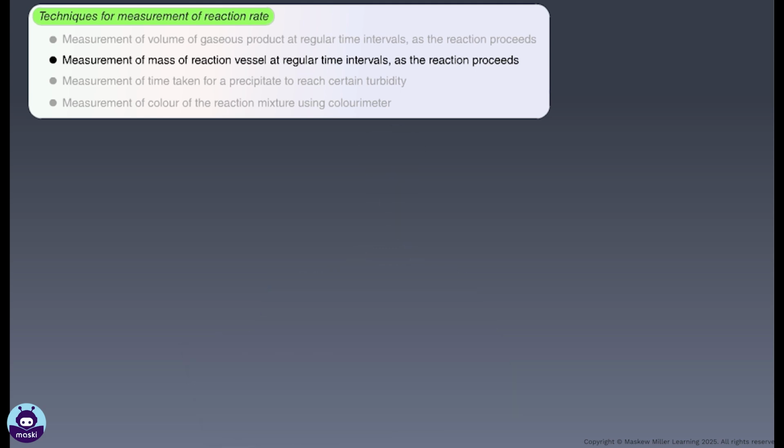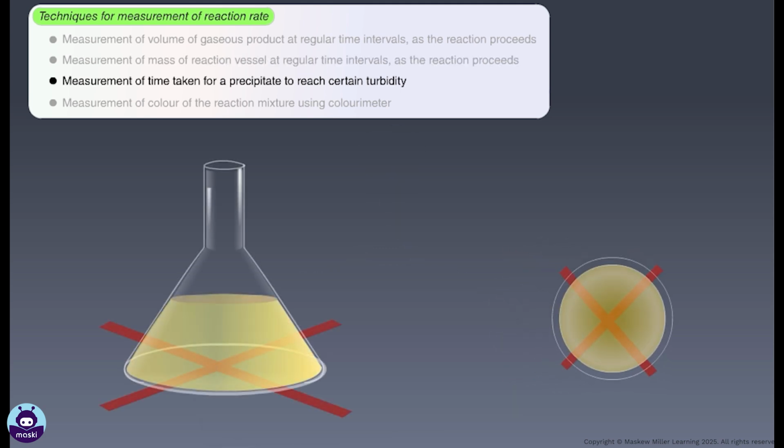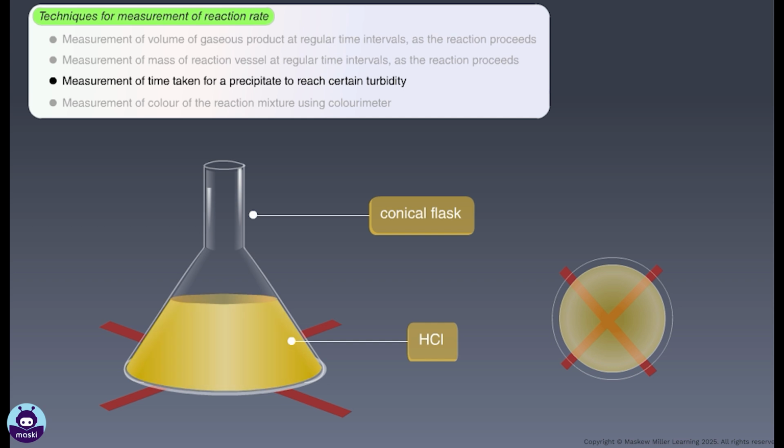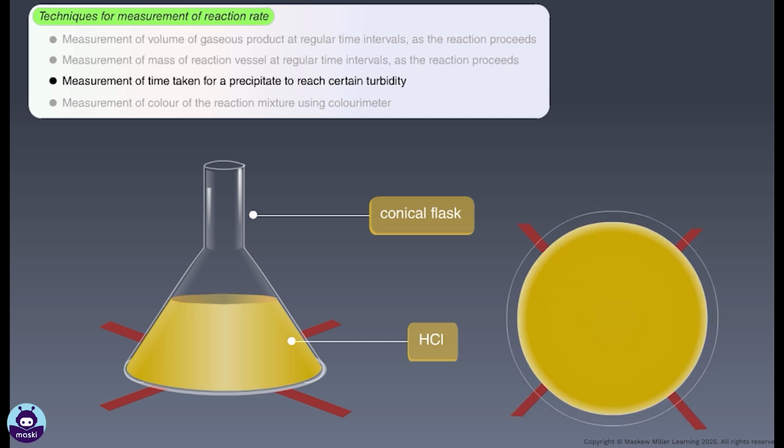If the reaction produces a precipitate, the solution will turn turbid or cloudy as the reaction proceeds. A mark made on a sheet of paper, placed underneath a conical flask, will be clearly visible initially. As the reaction proceeds, a precipitate is formed, which makes the reaction mixture turbid. The mark will gradually become less clear. The time taken for the mark to be completely hidden by turbid mixture is noted. Here the average reaction rate is obtained.